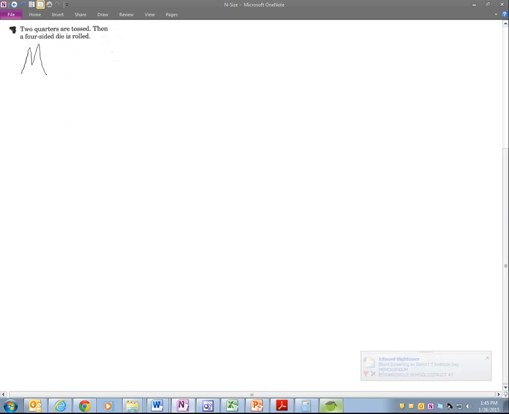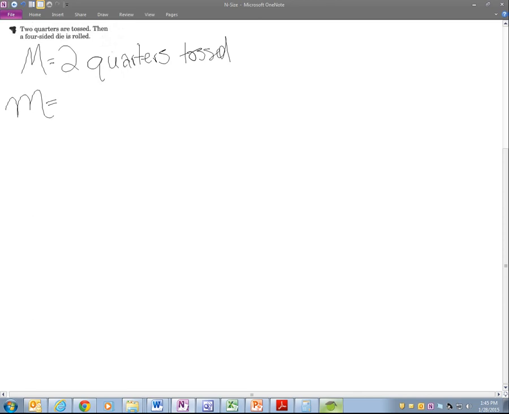Okay, so that is the first event. Two quarters tossed. Can you see that back there? I know it's not beautiful handwriting because I'm writing quick. Katie, can you read that? This is number 7, sir, correct. Two quarters are tossed. What are the amount of ways that that can happen? How many are there?